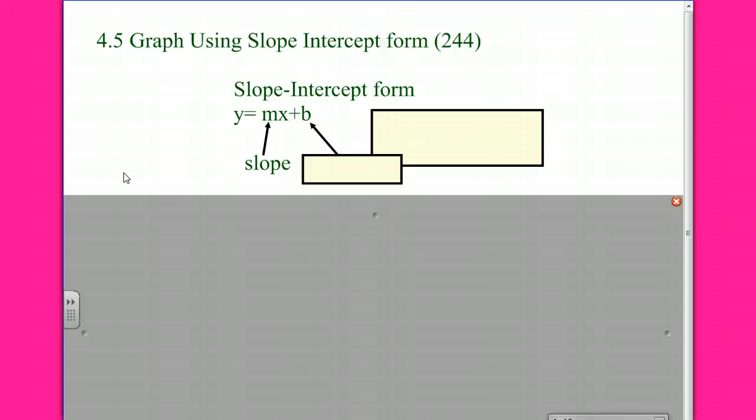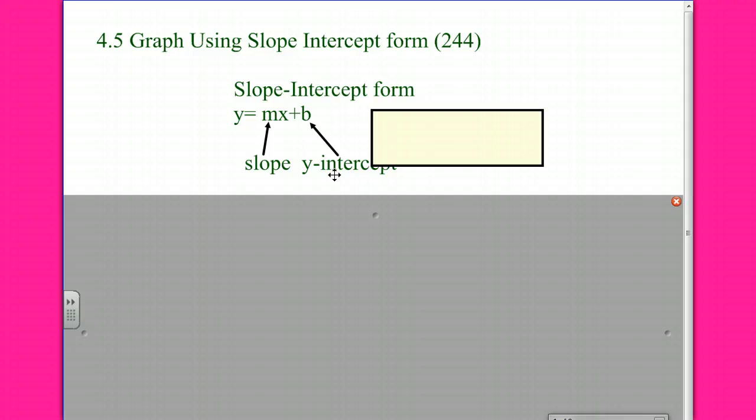Okay, so we have the slope, and then there is some constant number sitting just to the right, and that is the intercept. What intercept is it? Y-intercept. The y-intercept is there. Okay?